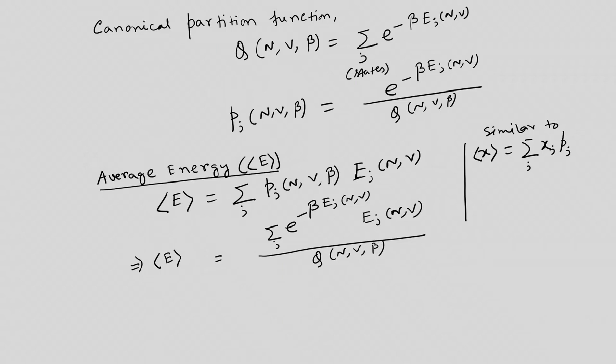Now, if we closely look at the expression for partition function as well as expression 1, we see that in the denominator we have Q, okay, and in the numerator we have sum over j e to the minus beta E j times E j. So, it says that we need to take log of Q first and then differentiate Q with respect to beta, then what we get is very similar to expression 1. Let us see.